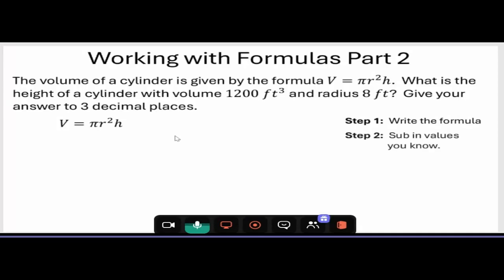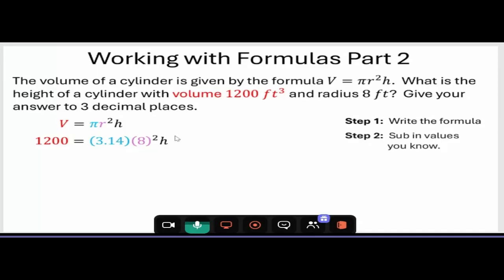Well, they told us the volume is 1,200. We know, even though they didn't write it down, that pi in blue is 3.14. And they have given us the radius is 8 feet. This is a pretty big cylinder, right? This is like some kind of big storage container or something like that. 8-foot radius, so it's 16 feet across. And we're going to find out how high it is, how tall it is.